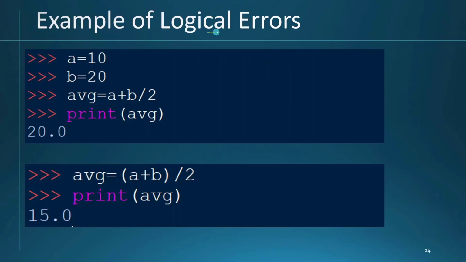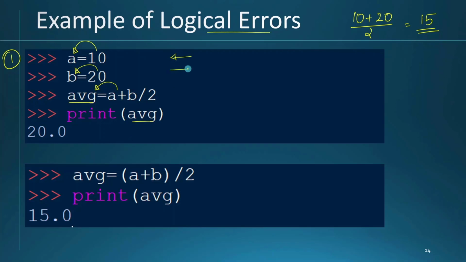With this example, we'll understand logical error a little better. Now we see the first option. I'm trying to find the average of these two values, 10 and 20. You know that when you add 10 and 20 and divide by 2, the actual average that I should get is 15. So this is the correct answer. To find the average, first I load value 10 to A, 20 to B, and after that I find the average: A plus B divided by 2. The result is stored into average, and after that I am printing the value of average.